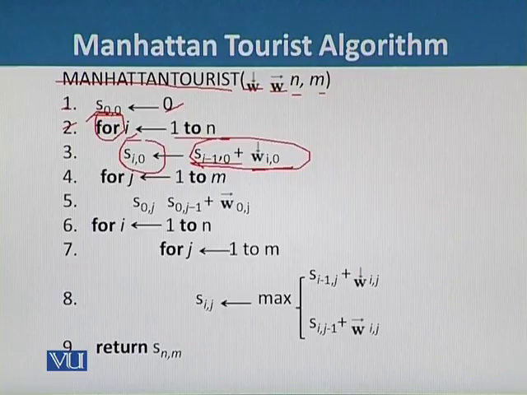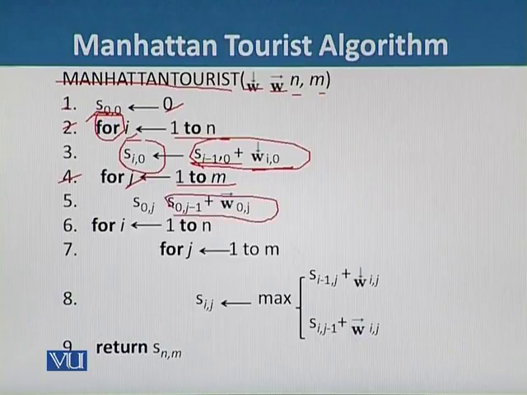Similarly, as we assigned the values 1 to n to i, in the fourth step we assign the values 1 to m, and this value will be assigned to j. And similarly, as we have seen in step number 3, step number 5 will have the same form: s_0,(j-1) plus W, the one in the east direction, with the value (0,j), and this value will be assigned to s_0,j.